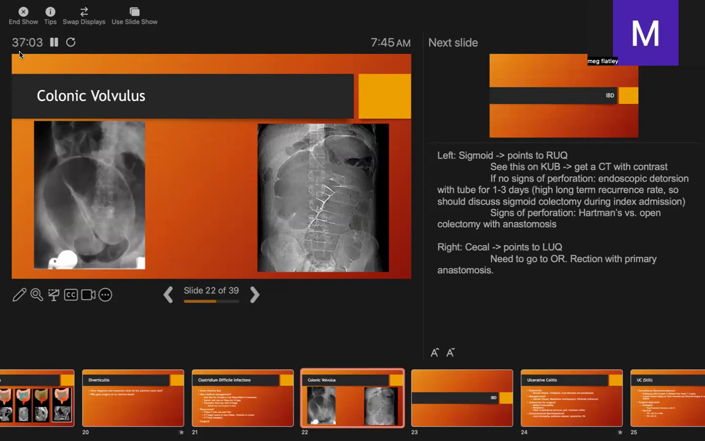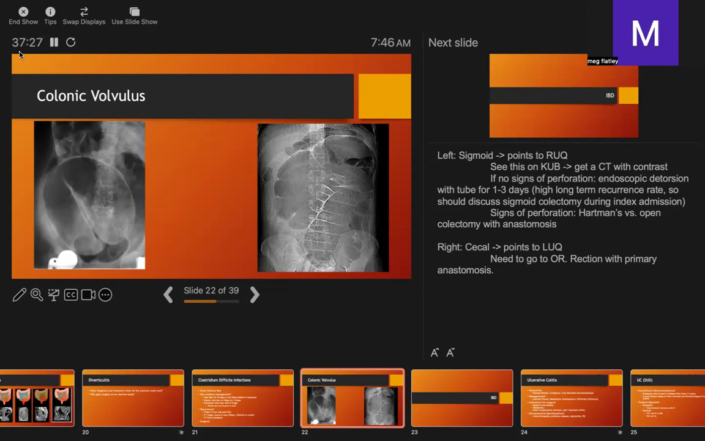So it looks more like a coffee bean to me. In the book, it says they call this one the bent inner tube sign also, but to me this one looks like a coffee bean. Anyways, I just look at left and right upper quadrant. That's how I do it. They both look beanie. Okay.